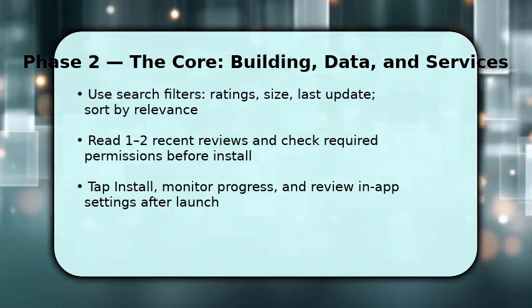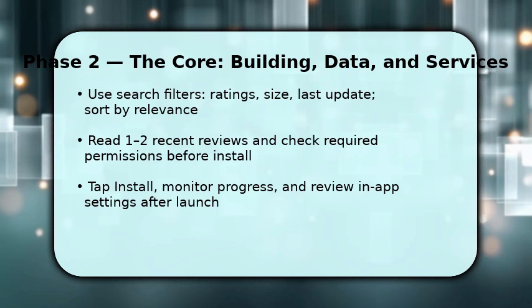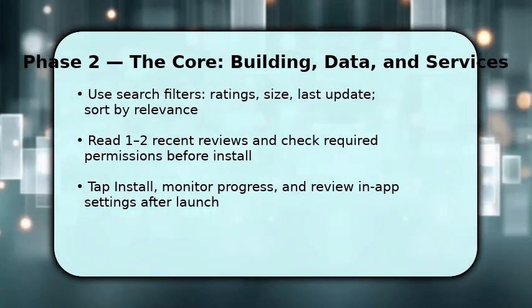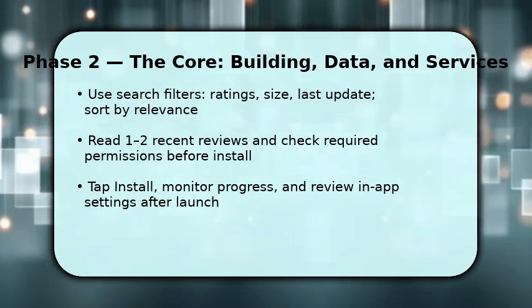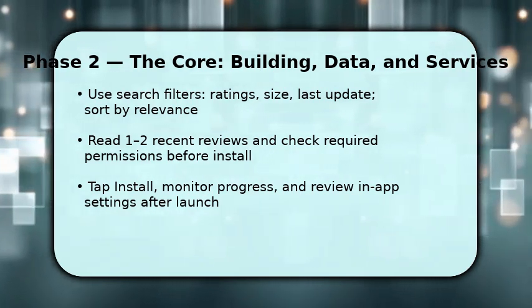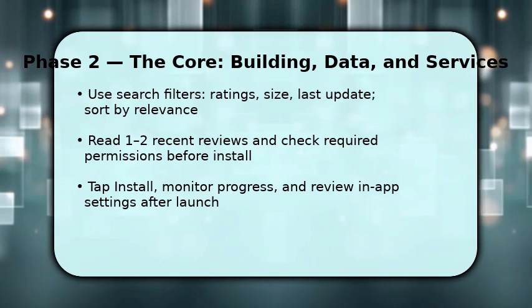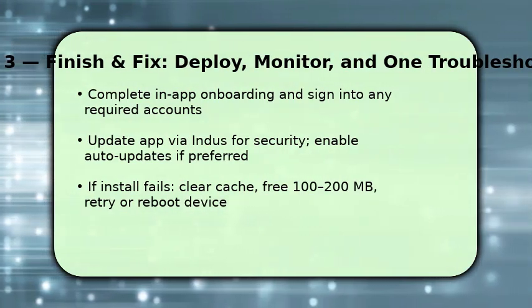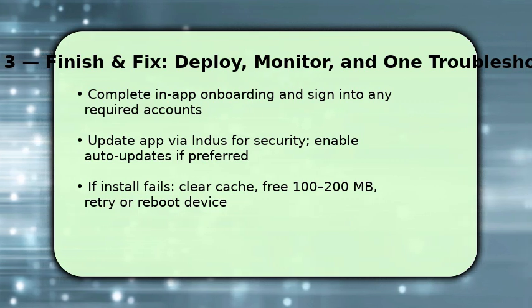Once done, launch the app and go into its settings to set notifications, offline data, and account links so it behaves as you expect. You finish by completing onboarding and linking any necessary accounts so the app syncs correctly. Once done, check for updates in Indus and enable auto-updates if you want continuous patches and new features.